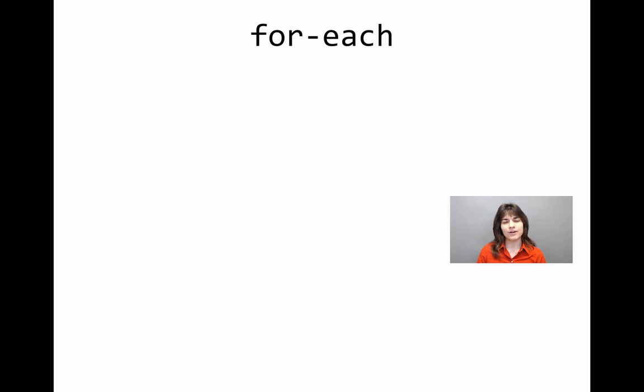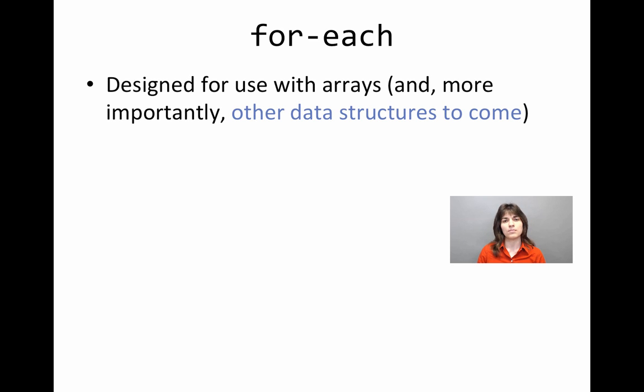There is a very special form of a for loop which is called for each. It's a new repetition construct, which is specifically designed for use with arrays and, more importantly, other data structures that we will see later, other data structures that are in the collections in Java. How do we use a for each loop?